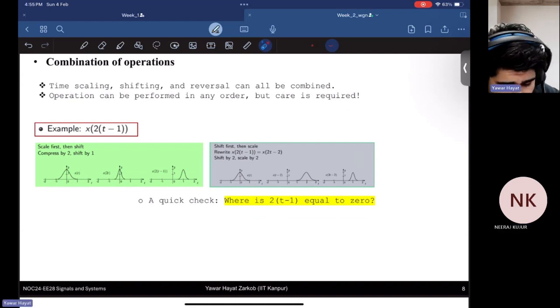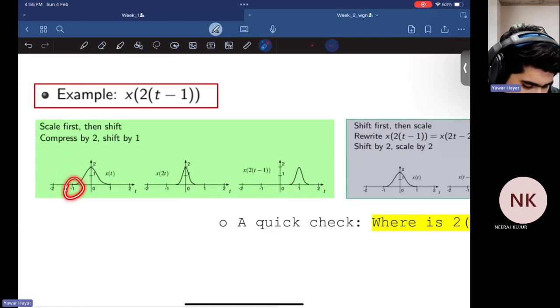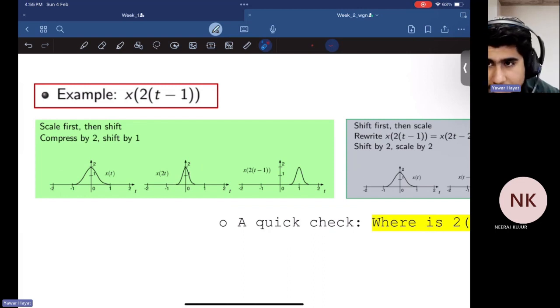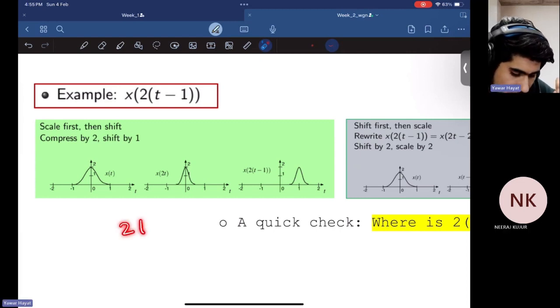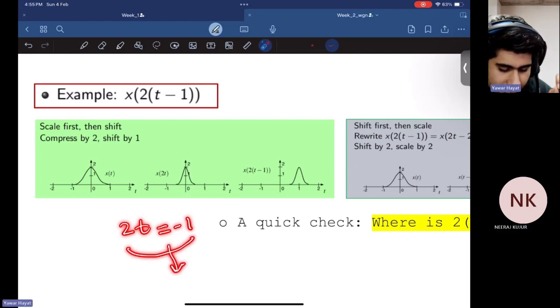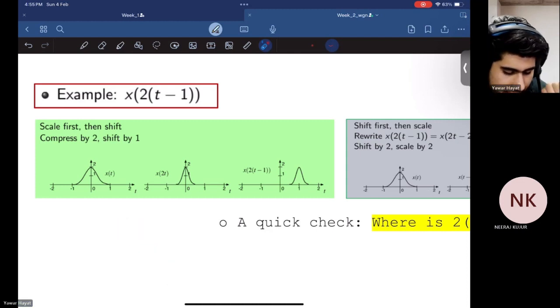Otherwise, if you don't follow that, you can anytime perform a sanity check, right? You know that x of t is 0 for t equal to -1, right? So no matter what this function of t is inside the argument of x, if this 2t is equal to -1, at that t the function should evaluate to 0, right? Do you agree?